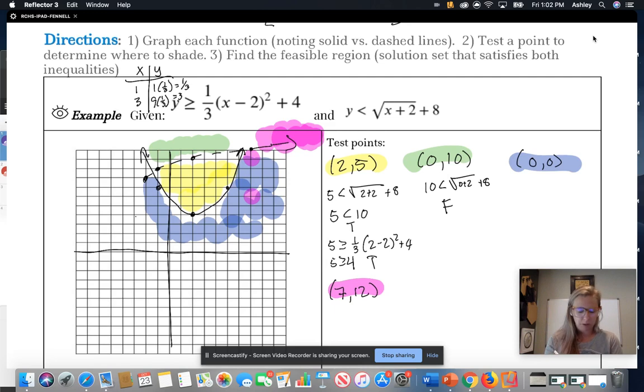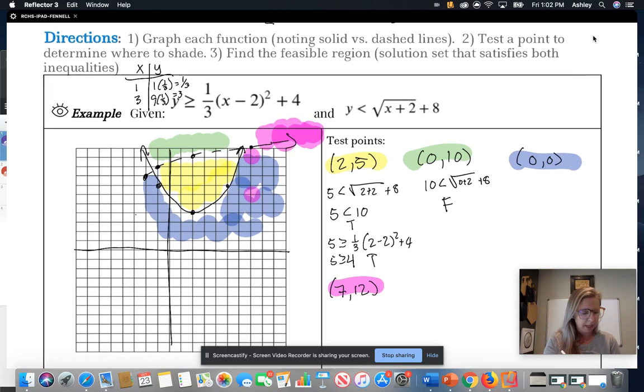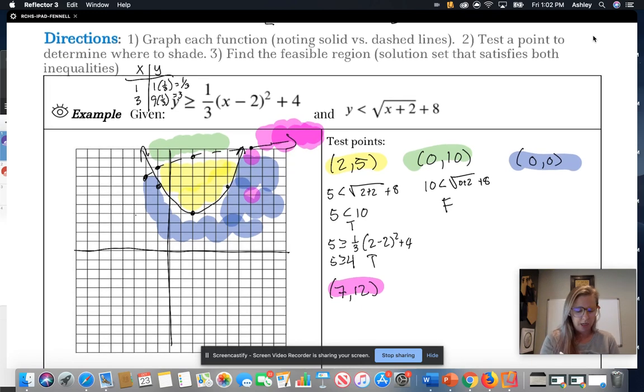All right, let's test 0, 0. Again, see what we get here. Okay, now when I test 0, 0 in the square root function, I would expect it to be true because that yellow region is shading below that square root function. So I'd expect it to be true in my square root function. So I'm going to go ahead and check it in my quadratic because I just want to make sure that it's not a feasible region, since we found the feasible region so quickly.